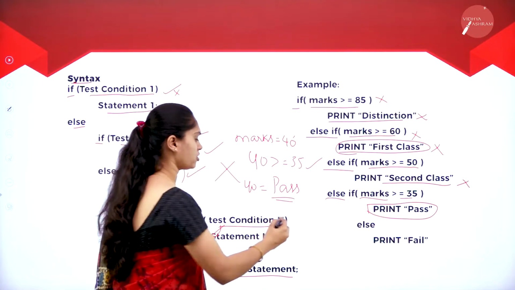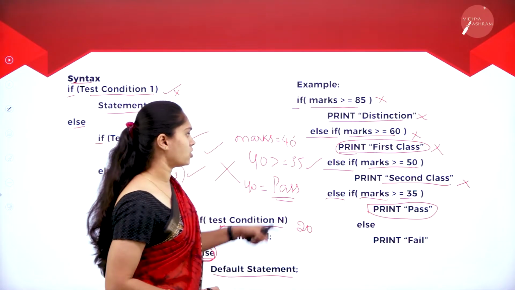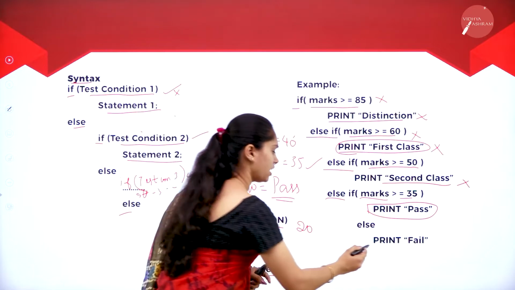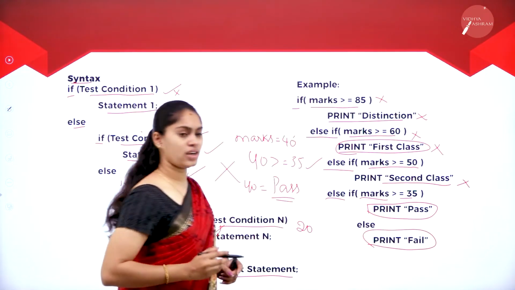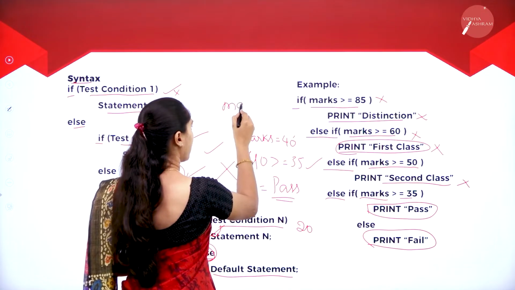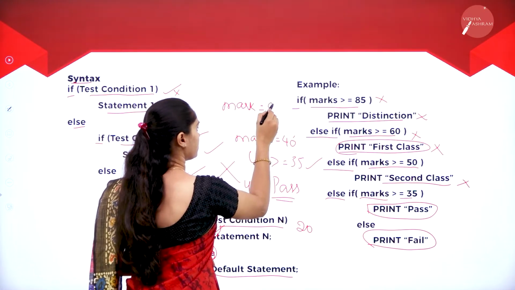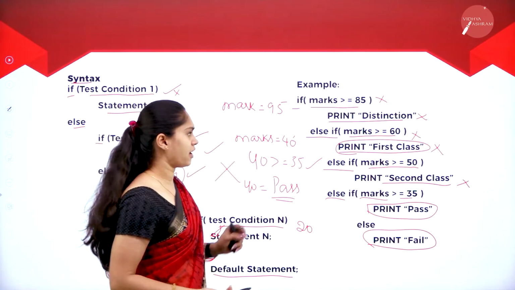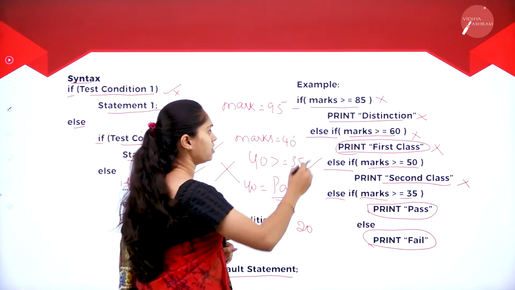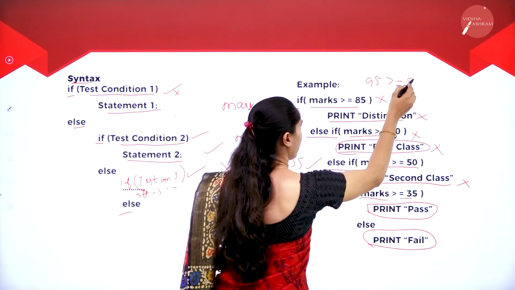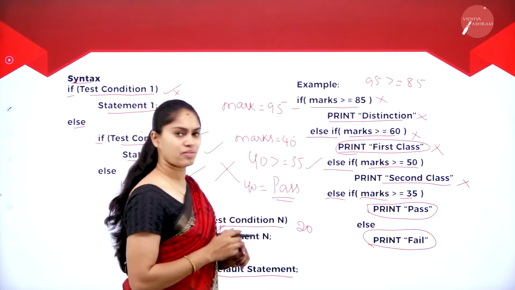Okay. If I consider the marks as 20, none of the conditions is going to be true. At that time, by default it is going to print the else part, that is, fail. Okay. So let me consider my marks as 95. At that time I will come and check here, is marks greater than or equal to 85? What is the value I have given? 95.